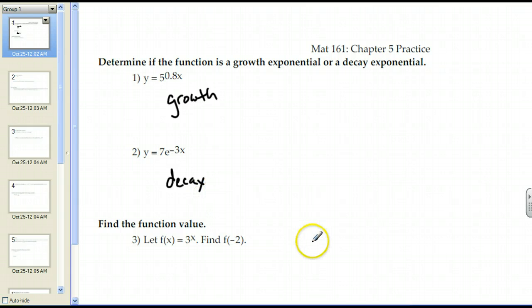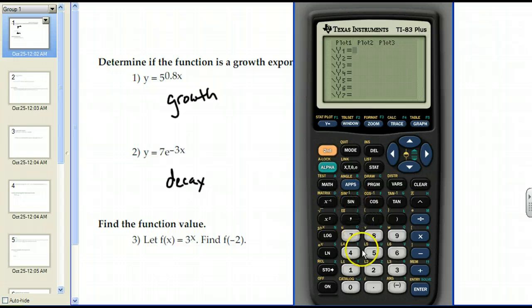Now, don't forget your little handy tool here. You can put these into your calculator, graph them, and look at them to see if they're growth or decay. So I've got them put into the y1 and y2 here. This is the 5 to the 0.8x. Don't forget the parentheses when you have multiplication in the exponent. And here's 7e to the negative 3x. Notice over here I've got the second one bolded so we'll know which is which. Hit graph.